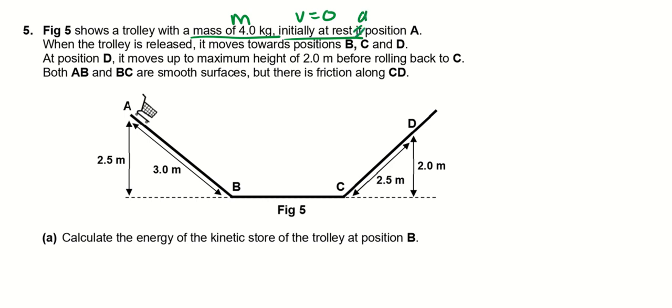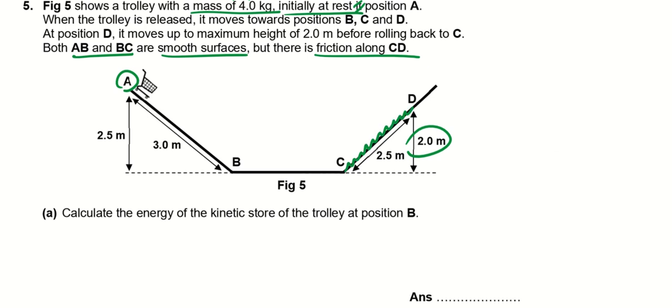So this one is at position A. When the trolley is released, it moves towards positions B, C, and D. At position D, it moves up to a maximum height of 2 meters. If it has height, then there's going to be energy in the gravitational potential store. And then it rolls back down to C. Now take note that both AB and BC are smooth surfaces, but there's friction along CD. They want us to calculate the energy in the kinetic store of the trolley at position B.